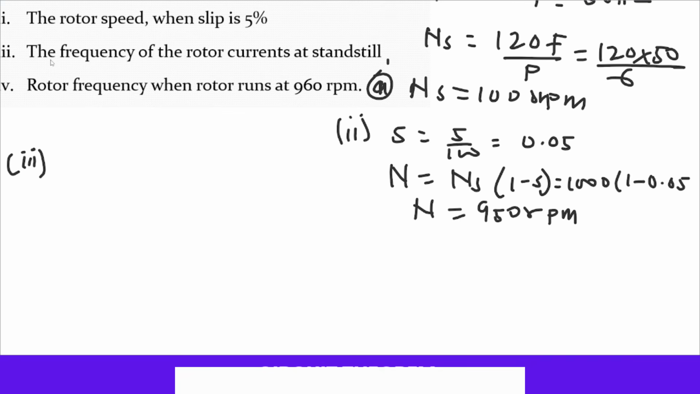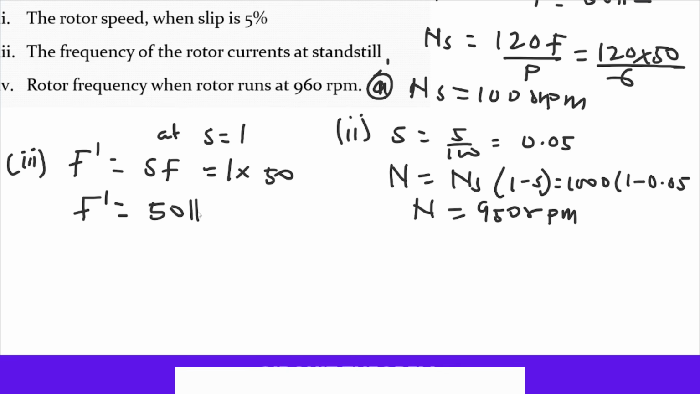So let's move to III. The question says we find the frequency of the rotor current at standstill. We know that the frequency of the rotor current is given by the slip times the actual frequency, right? But at standstill, the slip is equal to 1, right? We are going to get 1 times the actual frequency, which is 50. So this one will give us that frequency to be equal to 50 hertz. Okay, thank you.